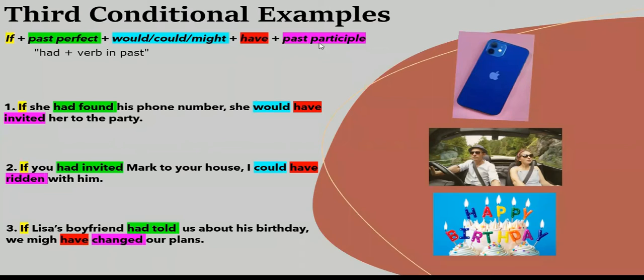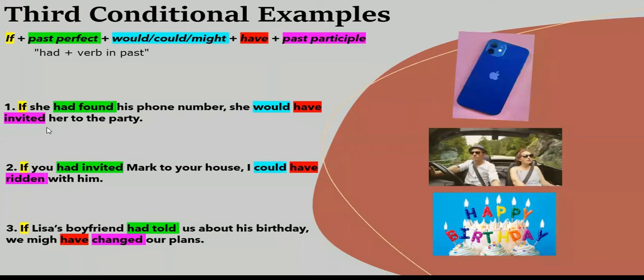Remember, the verbs in past participle are the ones that you need to learn by heart, that you need to memorize, okay? Because there is not a rule for you to make a verb in past participle. They just are written. So, for example, we have the number one. If she had found his phone number, she would have invited her to the party, okay? So, we have if, we have had found, which is our past perfect. We have would, we have have, and we have our past participle of invite, which is invited, okay?